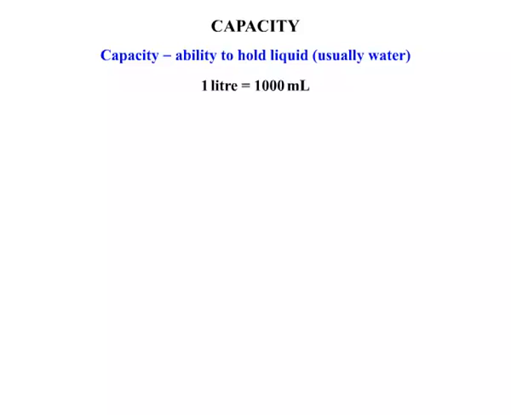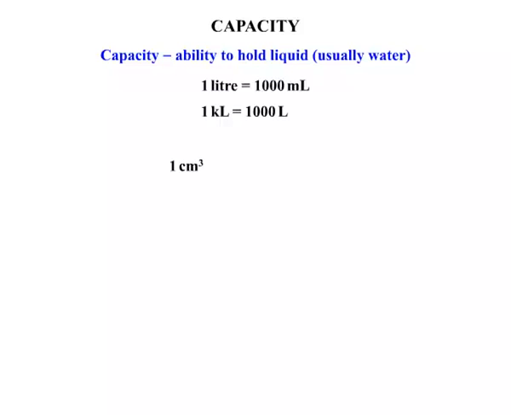Now in this lesson we do some work on capacity. Firstly, what is capacity? Well, capacity is the ability to hold liquid. We're usually talking about water. Now 1 litre equals 1,000 millilitres. 1 kilolitre equals 1,000 litres.